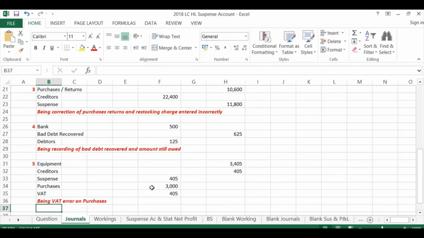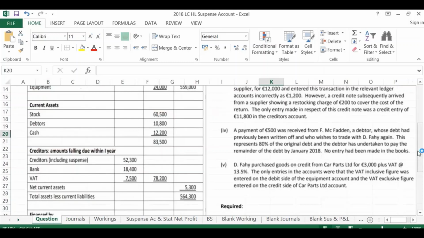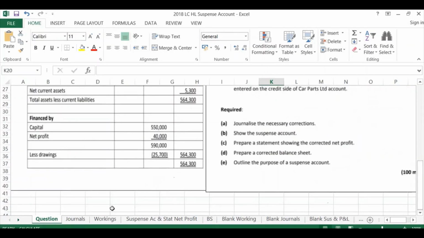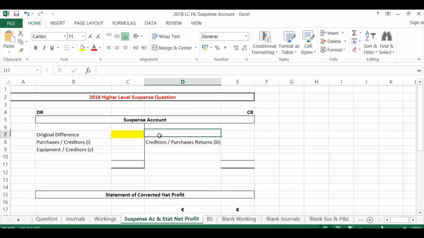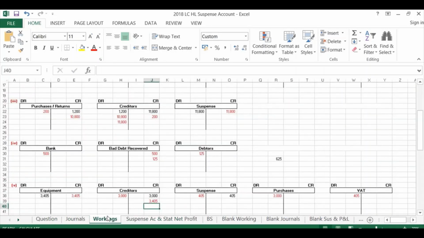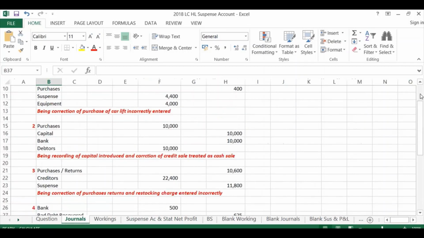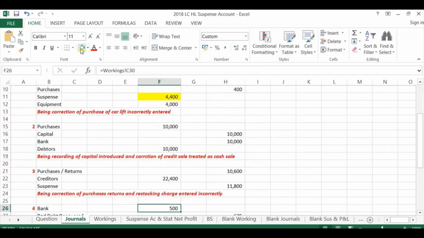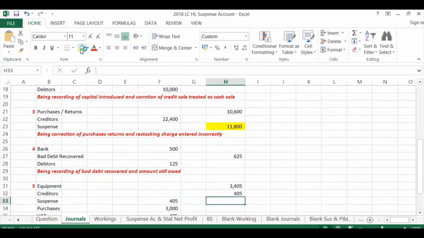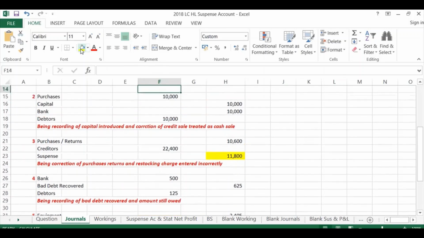Now the next thing we're asked to do, if we go back to the question, is prepare a suspense account. To prepare the suspense account, all you have to do is take the suspense figures from your journal. So I'm going to go back to my journals and get the suspense figures, and I'm going to highlight them in yellow. I have a debit of 4,400 here, a credit of 11,800, and a debit of 405. So they'll just go into the suspense account for the same amounts on the same side.